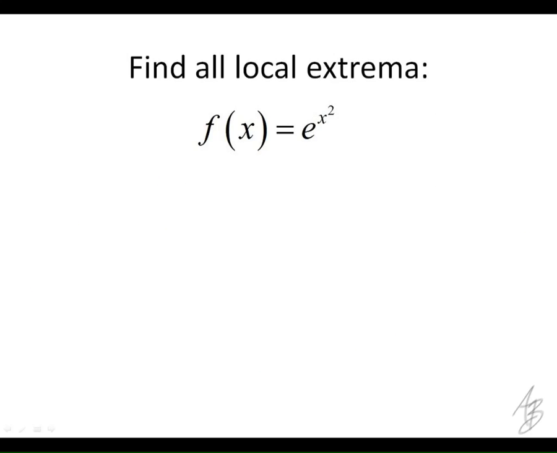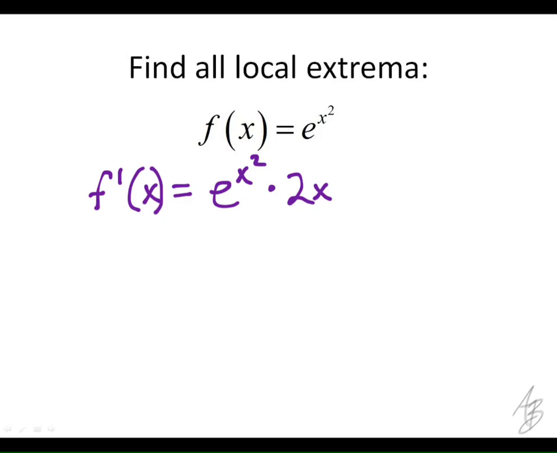What are we going to do first? Find the derivative. So the derivative of e to the x squared is e to the x squared, and then times what? 2x. Hope you didn't do that on the test, Cole.